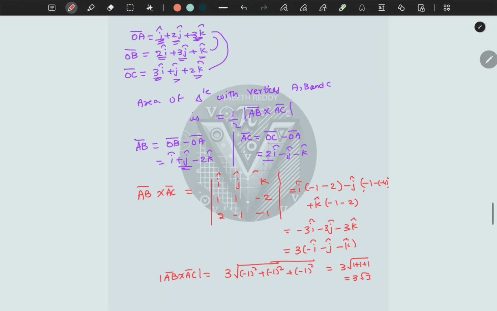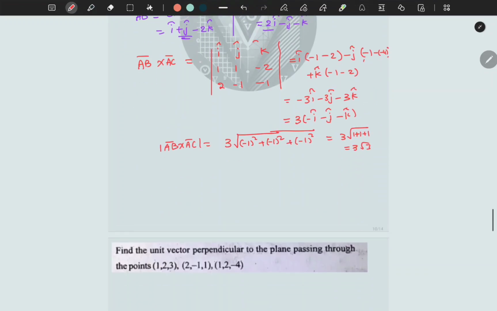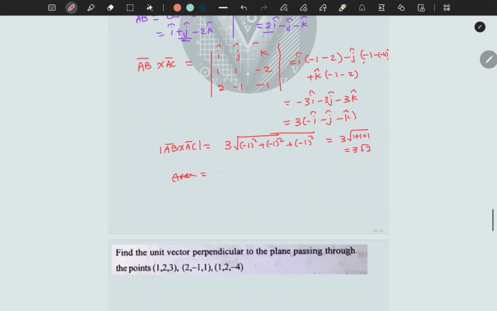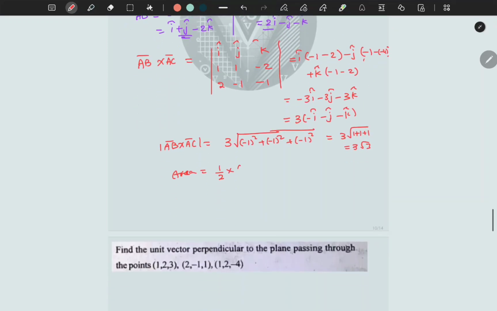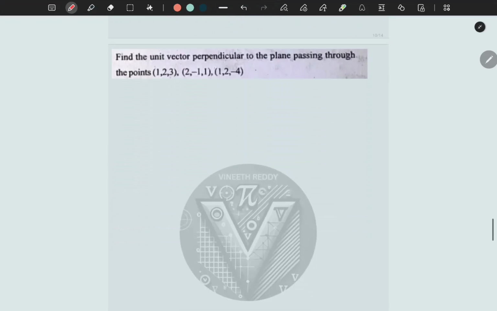So what is the area? Area is nothing but half of this, right? So area is half multiplied with the magnitude of AB cross AC, that is 3 root 3. So we should be getting the answer as 3 root 3 by 2 square units. I hope you are with me, dear students. Now let us go to the next question.